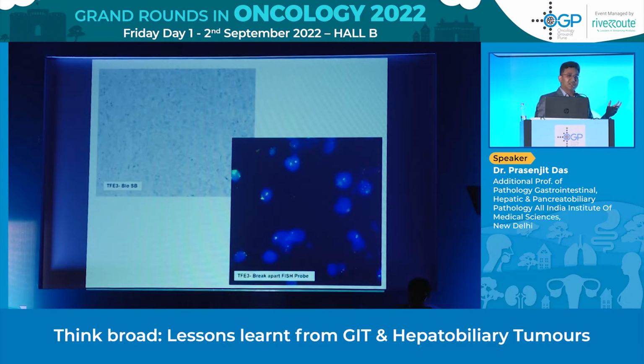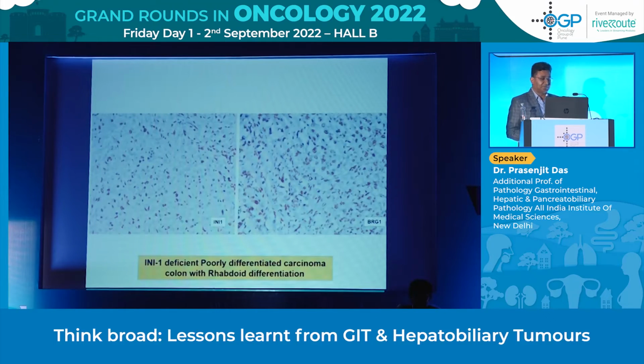So with these IHC markers, we should be very careful. They can show some infidelity because it can vary from clone to clone. This is the TFE3 break-apart FISH probe, and you can see there was no translocation identified. And being a very poorly differentiated tumor, INI1 and BRG1 we performed. These are all lymphocytes and endothelial cells; they are INI positive, but the tumor cells are INI negative. On the other hand, BRG1 stain was retained. So what was the diagnosis based on these findings? It is INI-deficient, poorly differentiated carcinoma of the colon with rhabdoid differentiation.